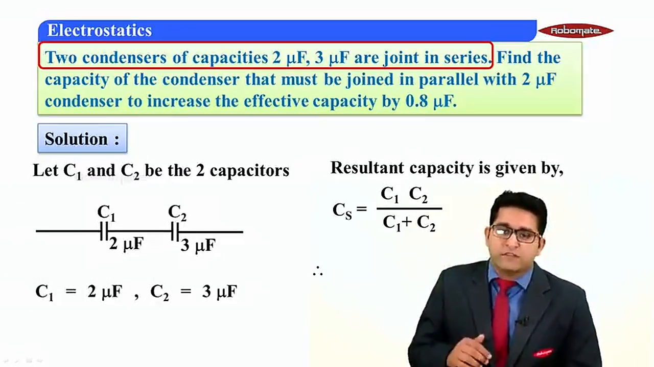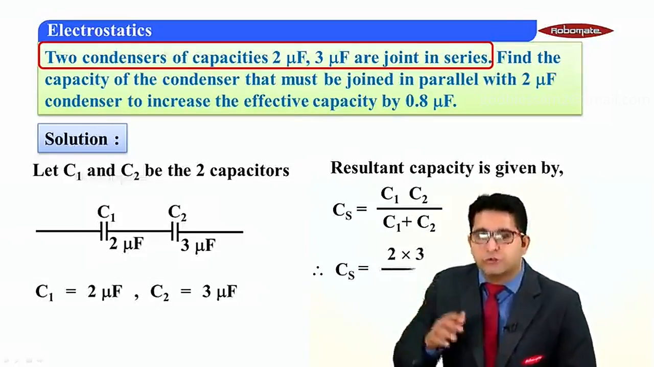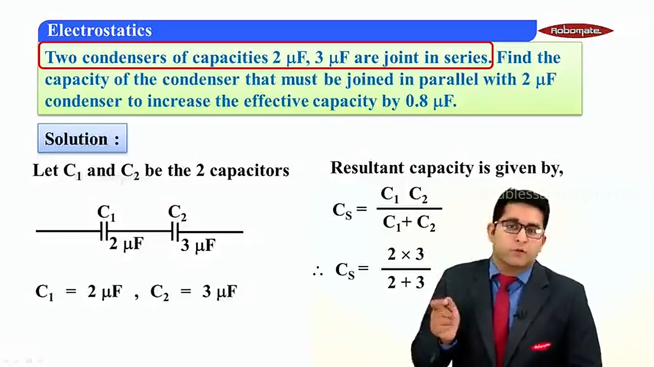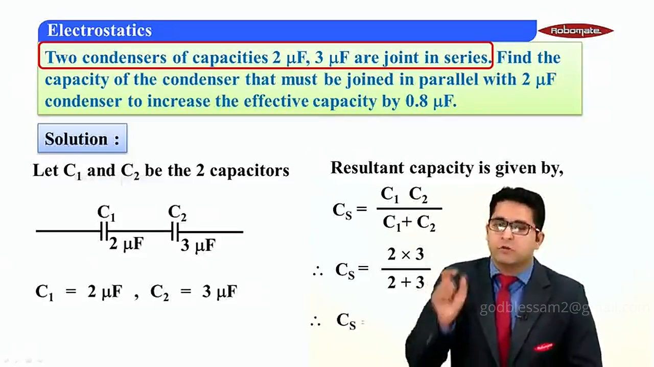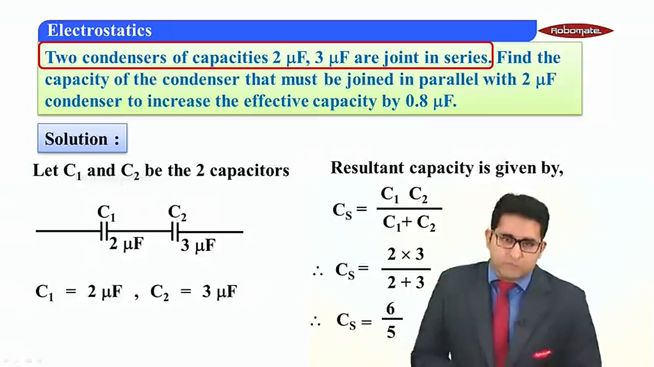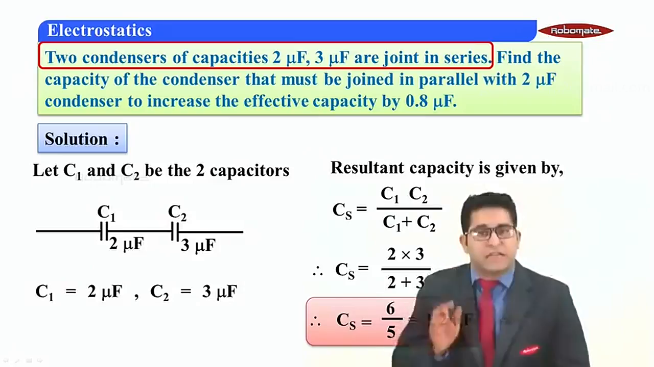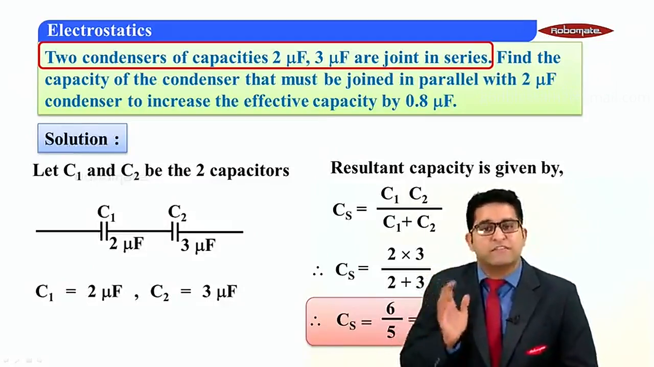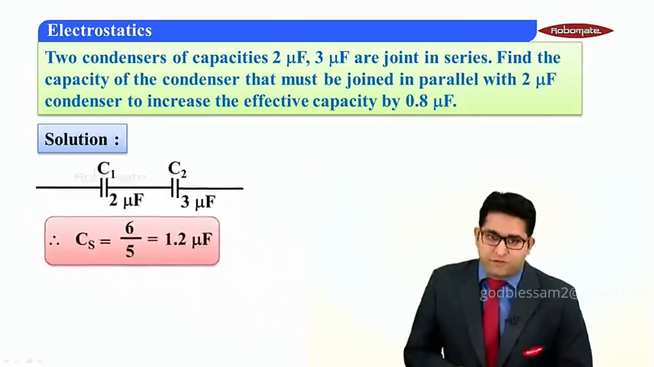Now we know the values of C1 and C2. So I can write CS equal to 2 into 3 upon 2 plus 3. Now 2 into 3 is 6, 2 plus 3 is 5. So CS will be equal to 6 by 5 microfarad. And what is 6 by 5? It is equal to 1.2 microfarad. So students, when these two capacitors, 2 microfarad and 3 microfarad, are connected in series, the effective capacity is 1.2 microfarad. Now let us take it further.